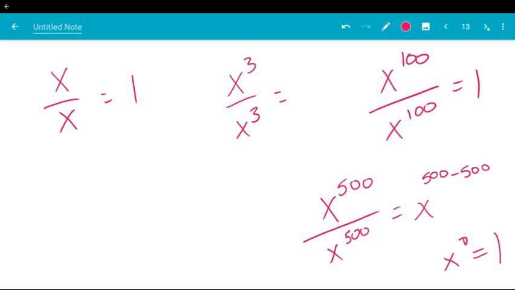Do be careful though, because even though this is equal to 1, this is not. So you do have to be careful. Parentheses play an important part in many of these problems.